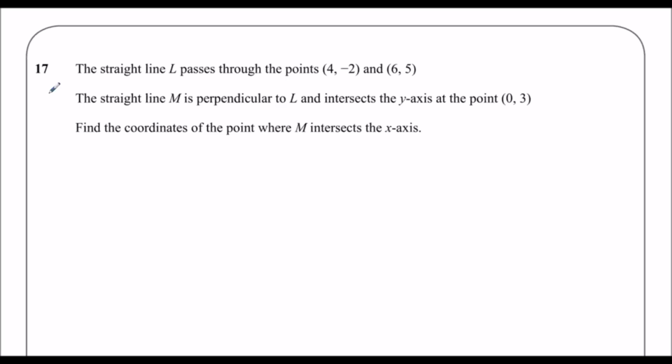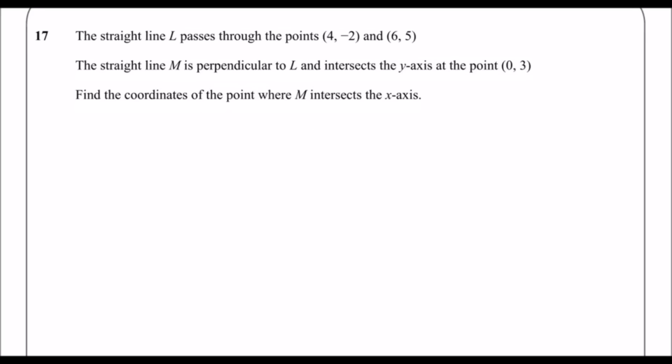Question 17. The straight line L passes through the points 4, -2 and 6, 5. The straight line M is perpendicular to L and intersects the y-axis at 0, 3. Find the coordinates where M intersects the x-axis. So we need to find the gradient of L and then find the perpendicular gradient for M.